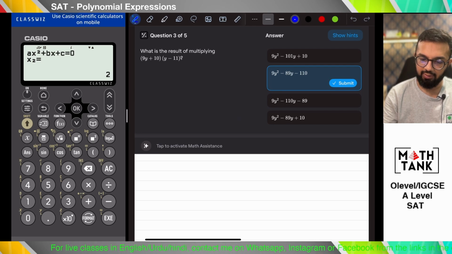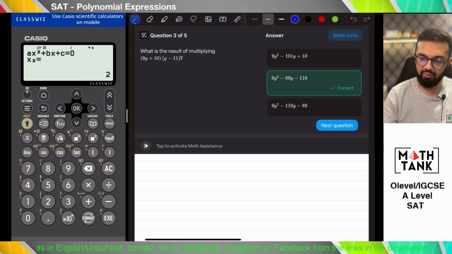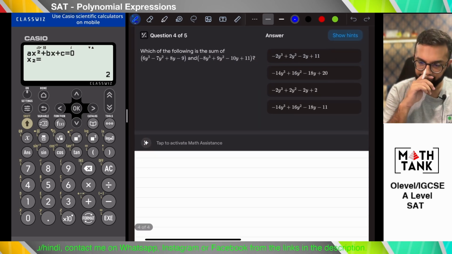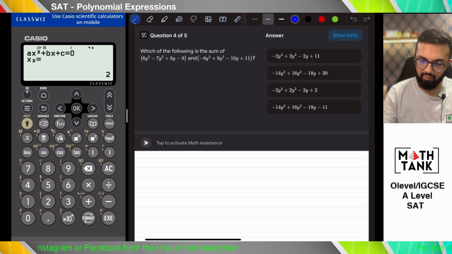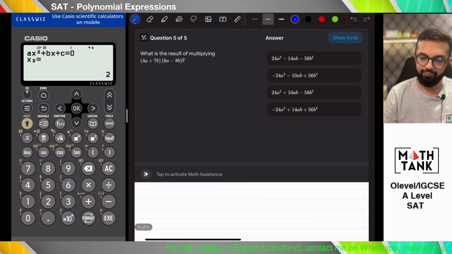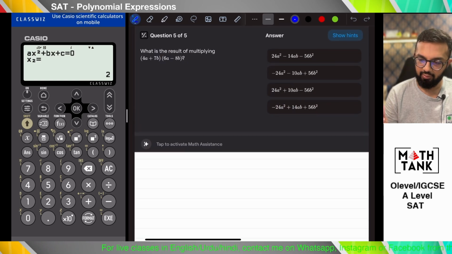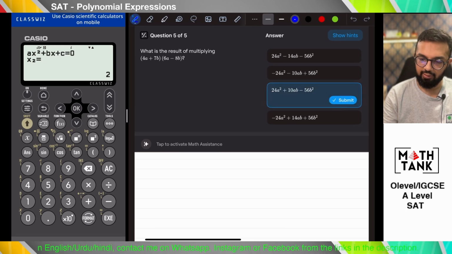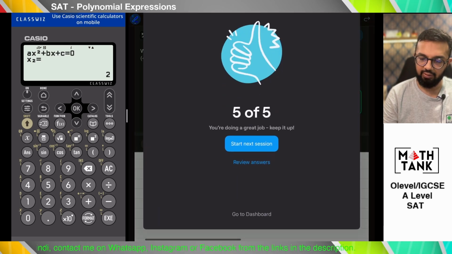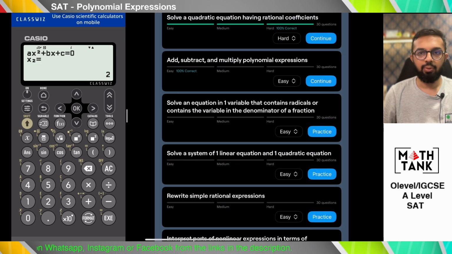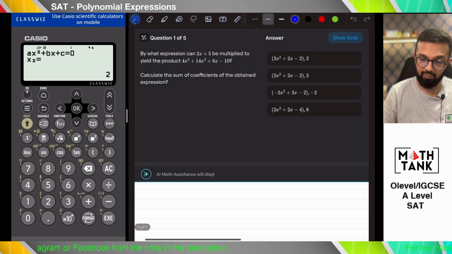Minus 99y plus 10. Yeah. So minus 2y cubed plus 2y squared. And yeah, that was the correct answer. I think that was the correct answer for this. I think this should now allow me to level up. No, it's still giving me easy questions.